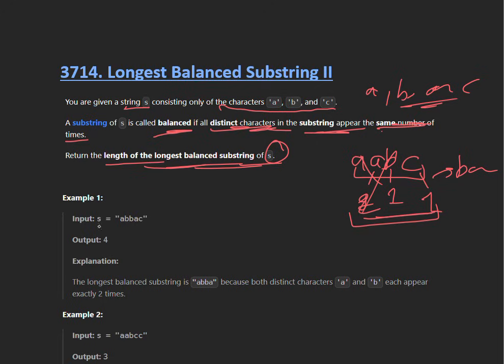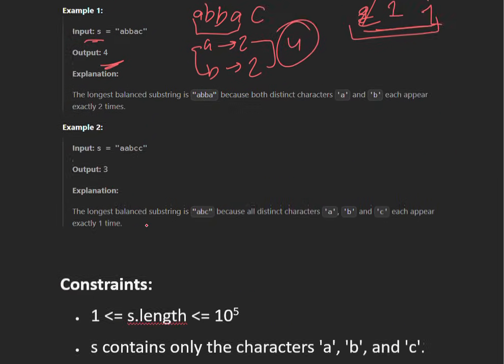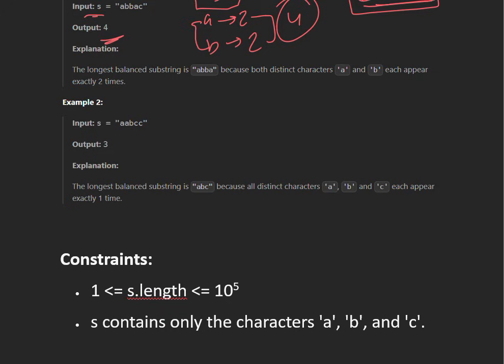Now let's see the first example. So here we are given a, b, b, a, c. So if you see this substring a, b, b, a, a has frequency 2, b has frequency 2. So two distinct characters a and b are present with equal frequency, so we get our answer as 4. Next we have this string a, b, c, c. So if you see this substring a, b, c, all of them have frequency 1, so we get our answer as 3.